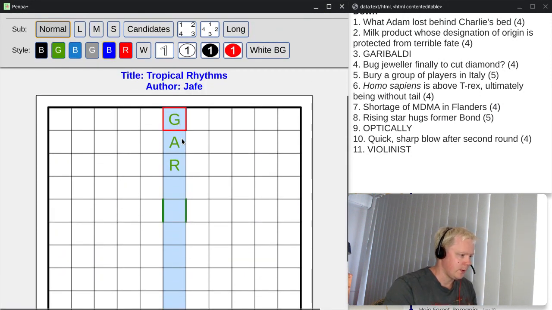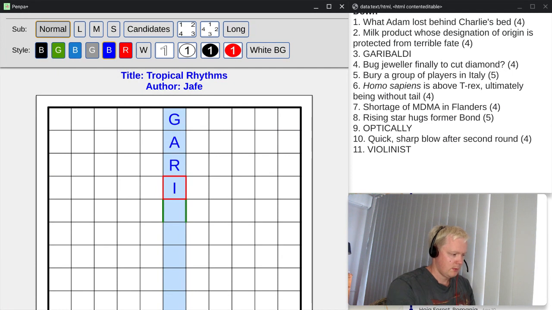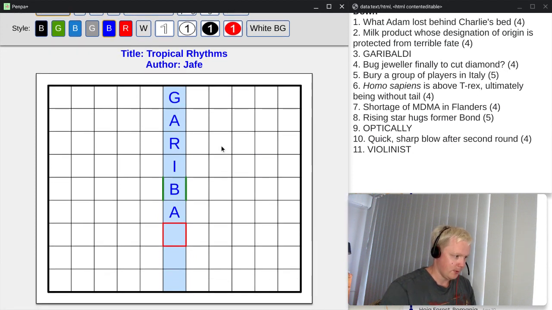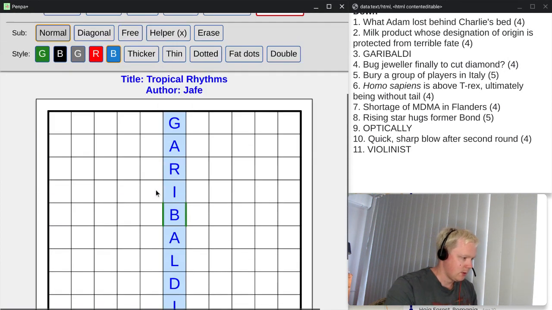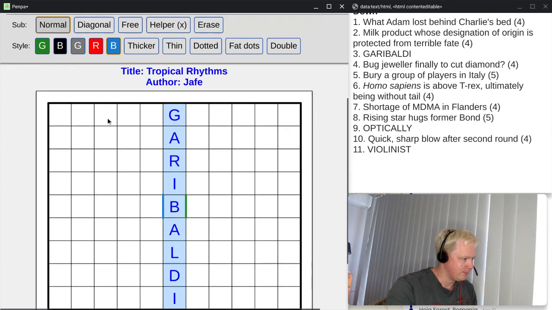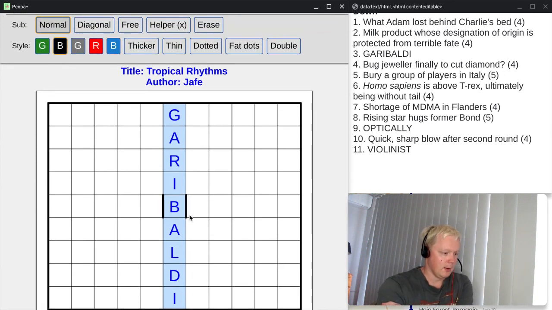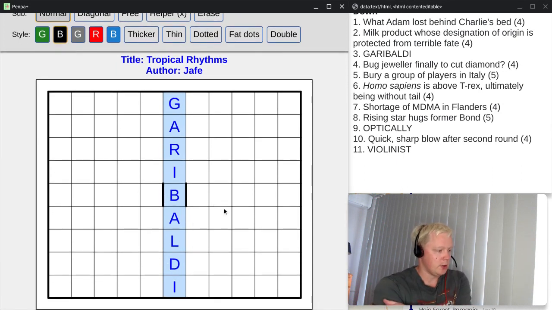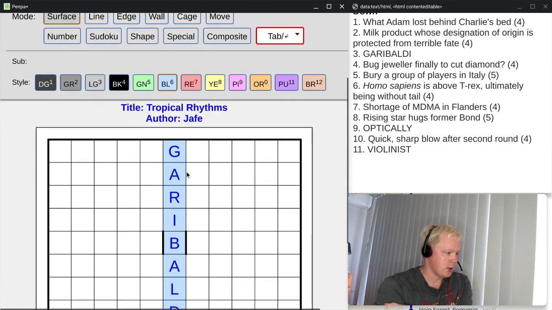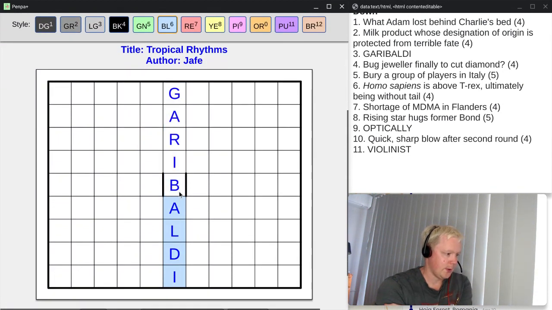Actually, I'm going to use blue here. I think it's clearer than this green, which is the default from this pen. Garibaldi is the answer. Is this better? Maybe just use black for these lines. So Garibaldi is going to be our answer here, and we can now remove this highlighting. We know that that's a word now.